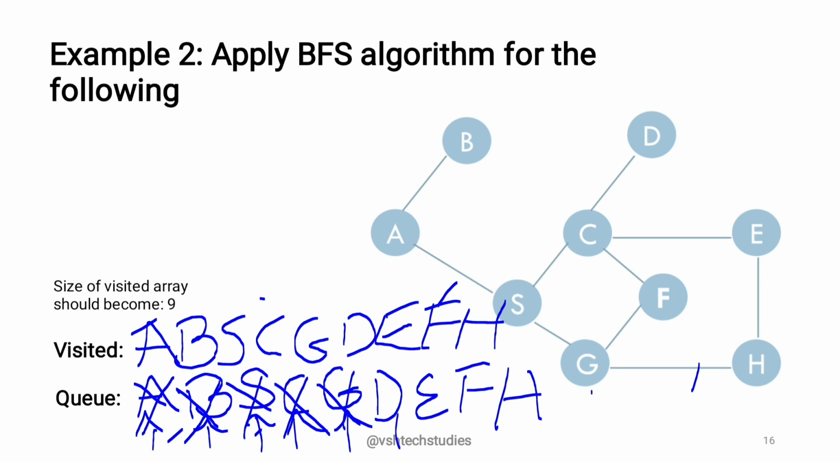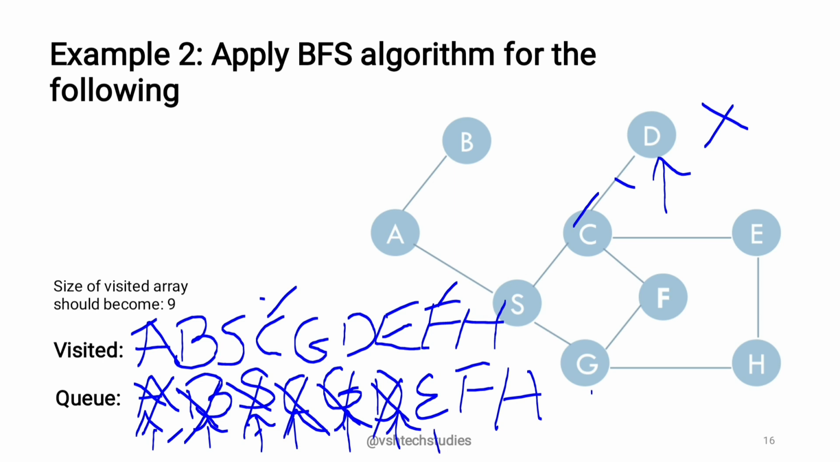So the next front of the queue is D. The D node has to be considered. It is connected through a link to C, but C is already considered. There are no other neighbors. So nothing is to be put into the visited array, and nothing into the queue. Now with D the procedure is over.